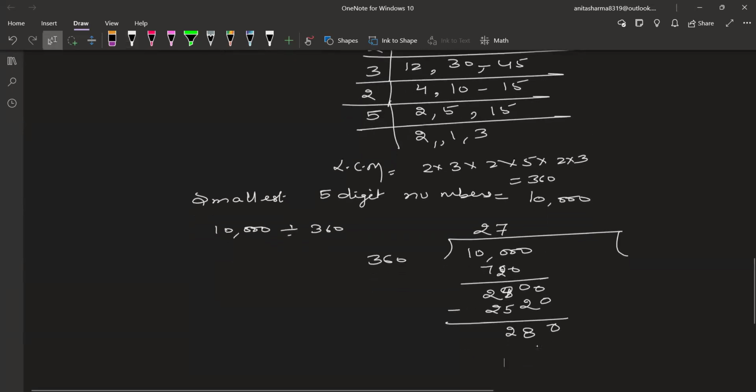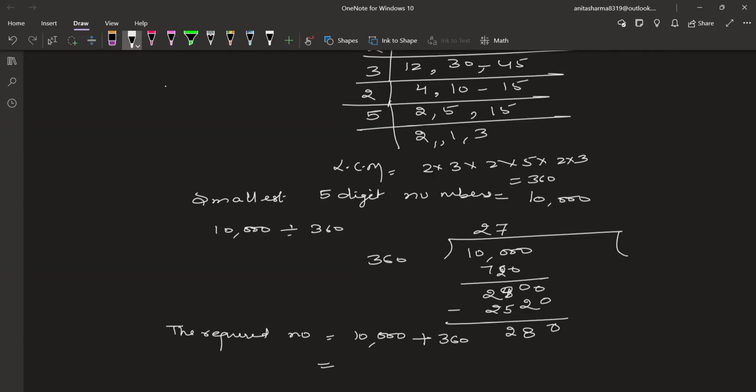So what we have to do? You will write the required number is 10,000 minus 280. Okay? Minus 280, you can write like this. Just wait. You will write 10,000 plus 360 minus 280. Okay?